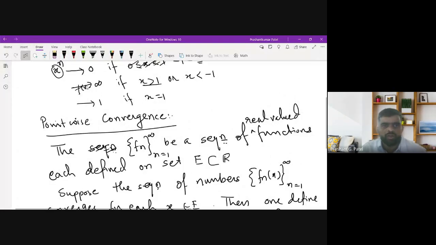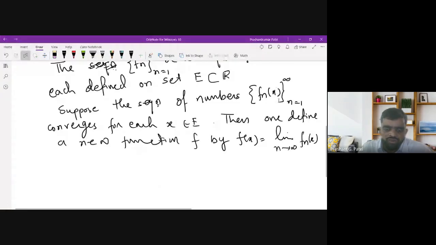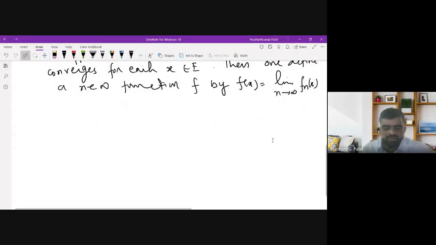Here this is your f of x, which has this property, 0, infinity, 1, depending on this. So here, if each of these points is convergent, this sequence of numbers fn of x is convergent, then we can define a new function, and we define it as the limit of fn of x for every x. In such case, we say that it converges to this f.